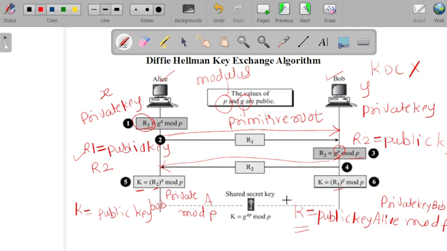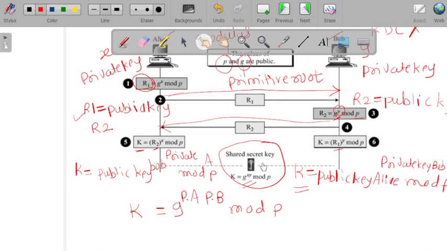We have another formula for calculating the shared secret key, that is K is equal to G raised to XY mod P. So G raised to XY is the primitive root raised to the private key of Alice and the private key of Bob, mod P. P is our modulus value. Based on that formula also, we can calculate the shared secret key. So this is our Diffie-Hellman key exchange algorithm. In the next video, we will cover how to solve an example using this approach.